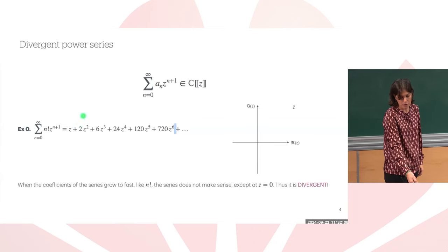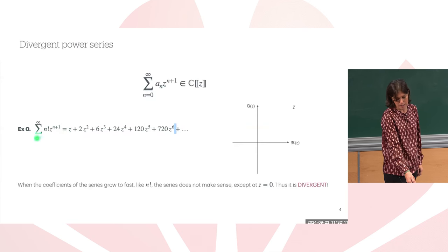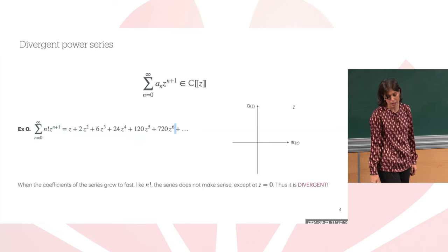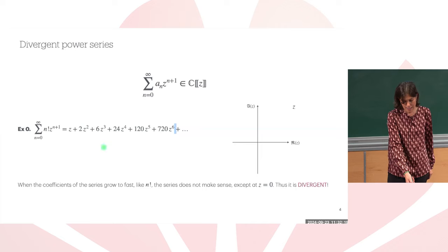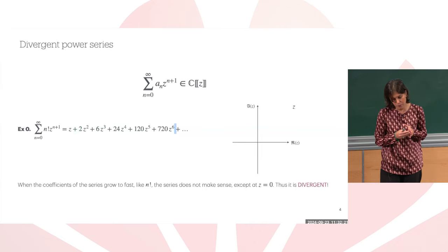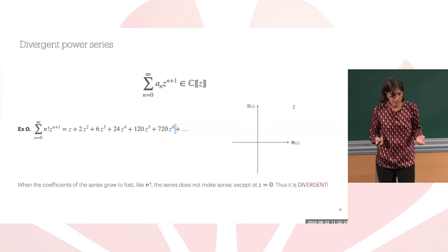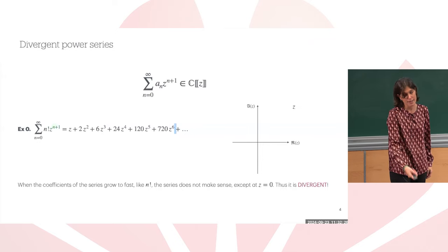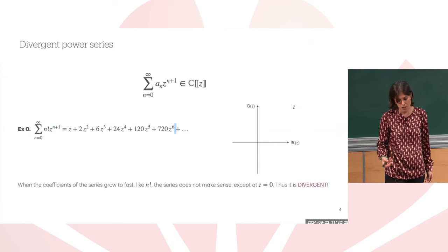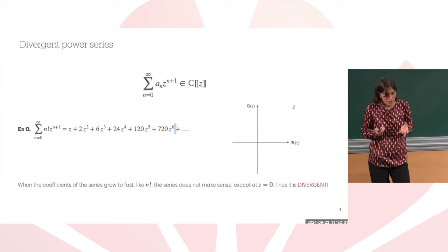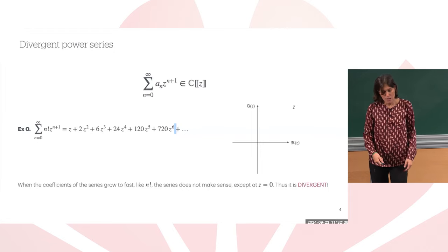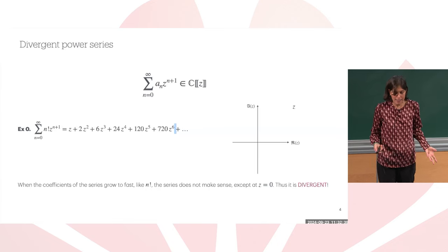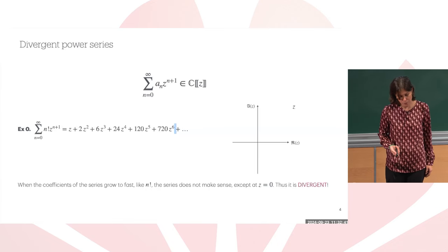And so as an example, here you see a divergent power series. The coefficients a_n are given by the factorial. And so this series in fact looks like this infinite sum of terms. And why is it divergent? Well, because this series doesn't quite make sense. There is no value of z for which this infinite sum gives an actual function. The only value for which this makes sense is if you take z equal to 0, but that's not very interesting. So we say that this is divergent because it really doesn't make sense as a function.